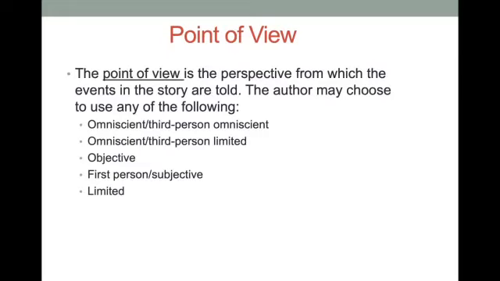So then what is the point of view? Now that we've established what a narrator is, a point of view is the perspective from which the events in a story are told. The author may choose to use any of the following. They might decide to be third-person omniscient, which means you learn about everything. You can jump from character to character and figure out all of their thoughts, their feelings, their emotions. You know what everyone is thinking. You can have third-person limited, where we know what certain people are thinking and feeling, but perhaps we might be holding back on one or more characters. So there's a limit as to how many people you can see into.